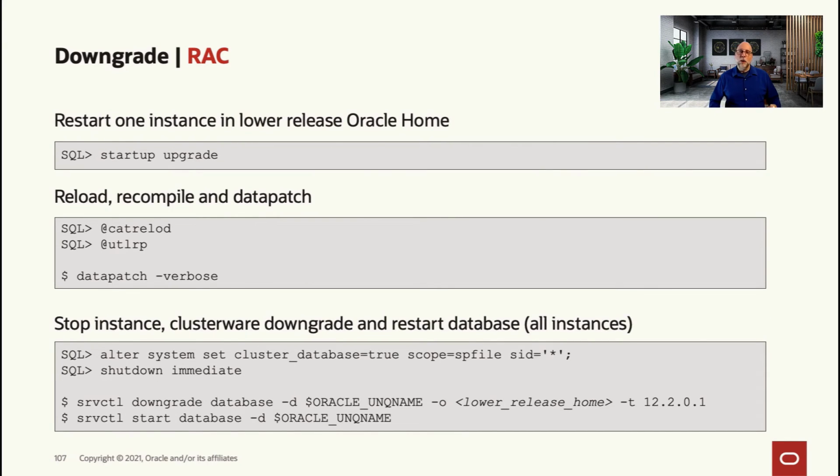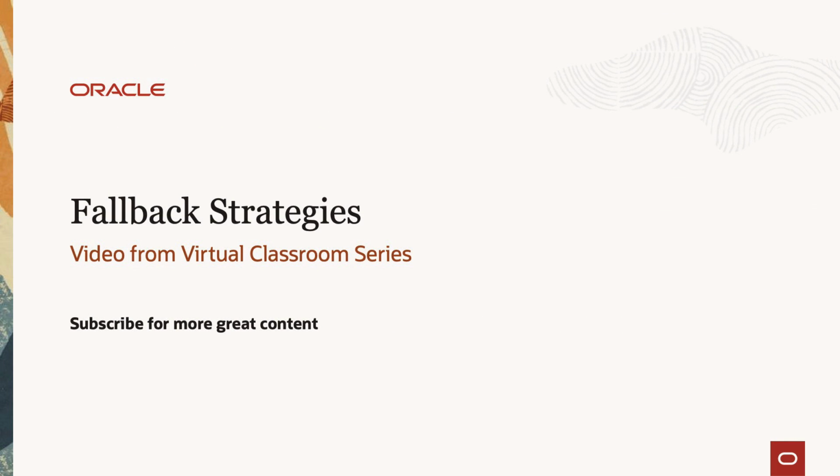Afterwards, we would restart in one instance, only one instance in upgrade mode to run cat reload, recompile invalid objects with utlrp, and apply data patch, just like downgrading any database. Only once that is done would we stop the instance and do the clusterware downgrade. Now, what I mean here is not downgrading clusterware itself, but the srvctl command, which tells clusterware that this database is now running in its older version Oracle Home, and that the services provided by clusterware should be those for a 12.201 or 12.102 or 11.204 database.